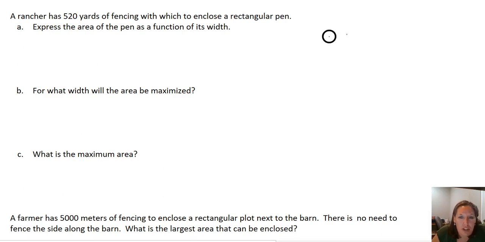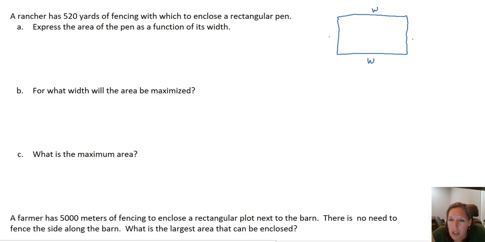So let's draw a picture to kind of see what it is that we're talking about here. So this rancher is going to fence off a rectangular pen for some particular purpose and has a total of 520 yards of fencing with which to do this. So if we let W be our width, well, that's going to be the length on the bottom and on the top, and then we'll let L be the length or the height, whatever we want to talk about. It looks like a height on my paper, but I'll call it a length.